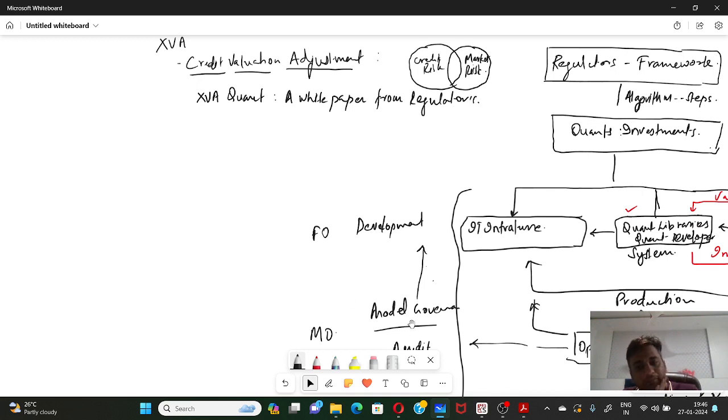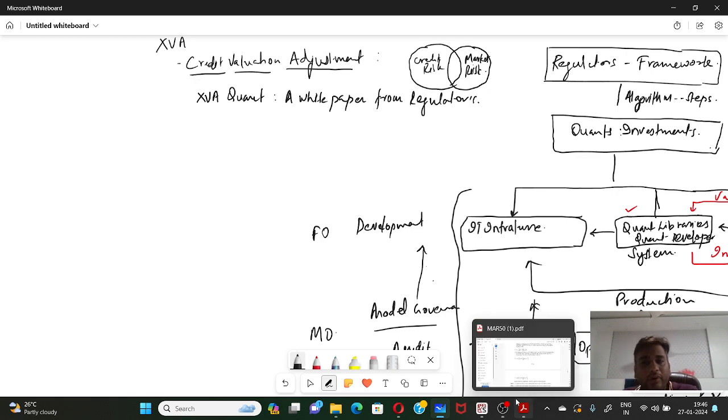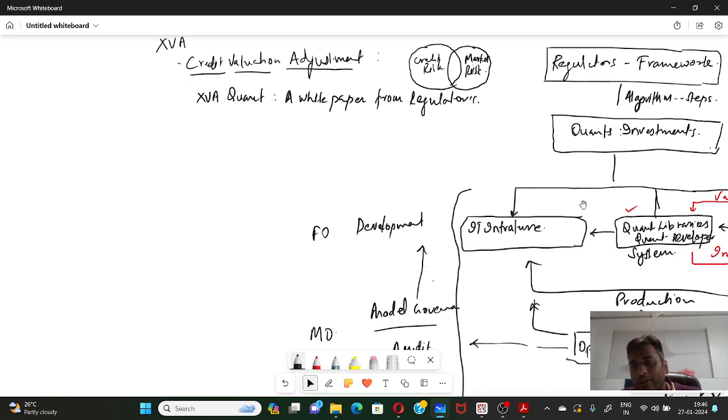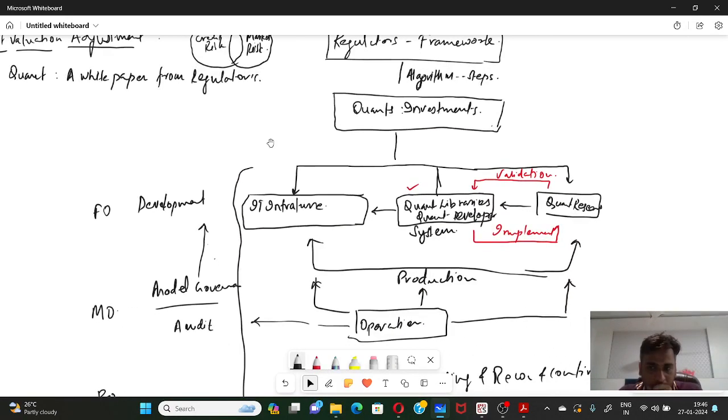Right. So this is how it works. If you are a quant, the kind of sessions which you are having will largely be placed here, and maybe once you have some 15-20 years of experience, you will be placed here. Okay. But this is how the workflow looks.